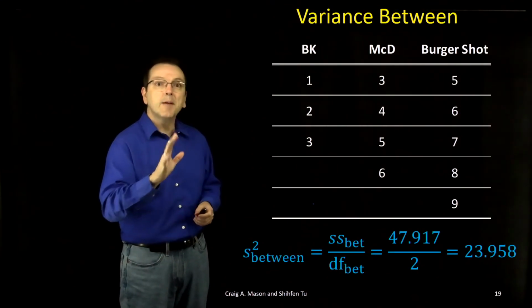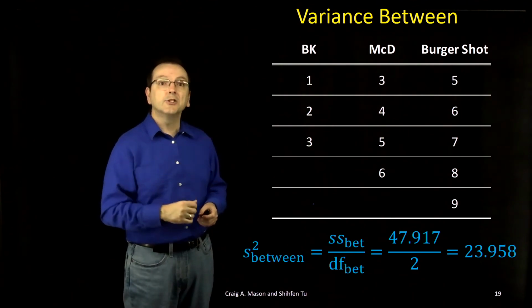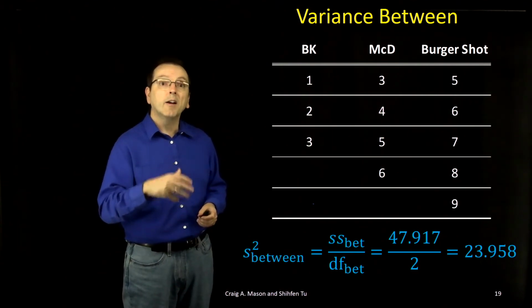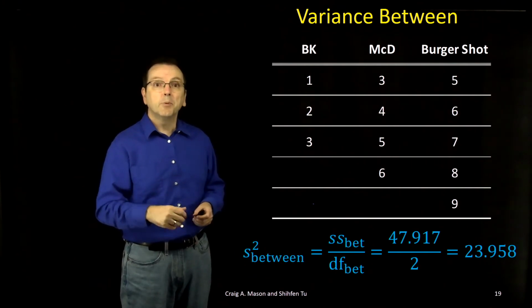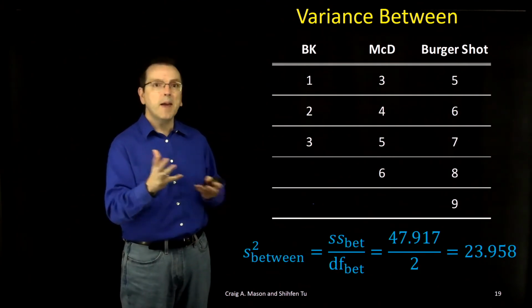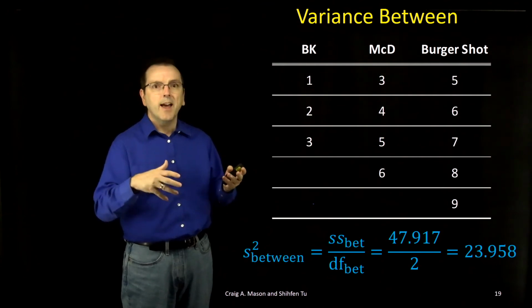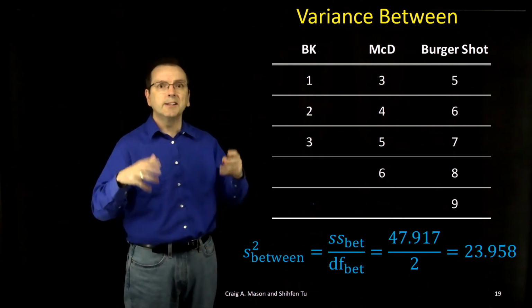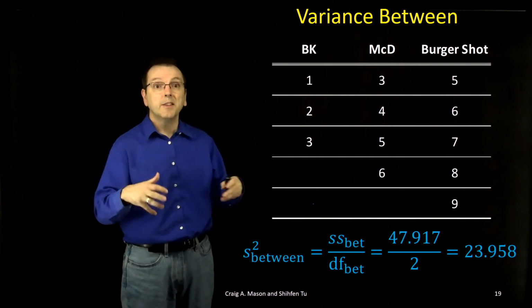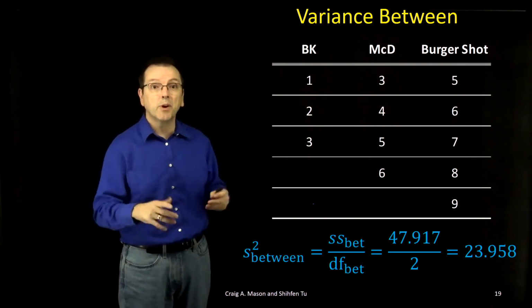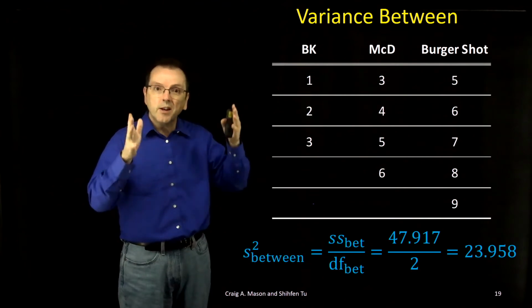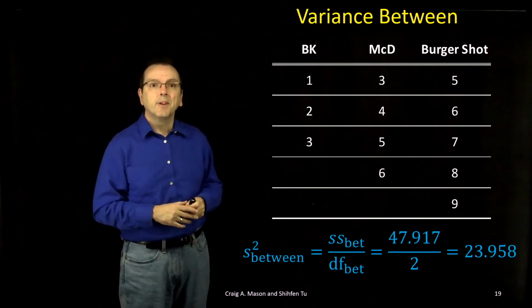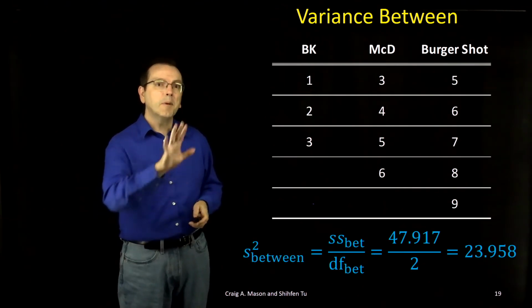The last step for our between groups calculations is to determine our variance between. As with the variance within, you may see it reported as the variance between, as s squared between, or as the mean square, or MS between. It's all the same thing, the between groups variance. Now, we get that, right? Remember how we get that?